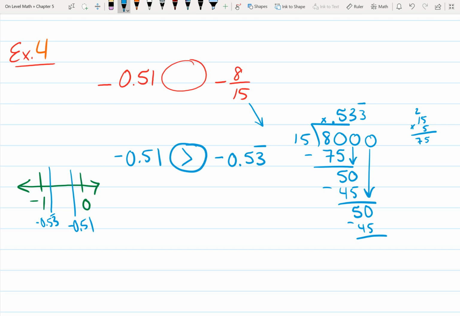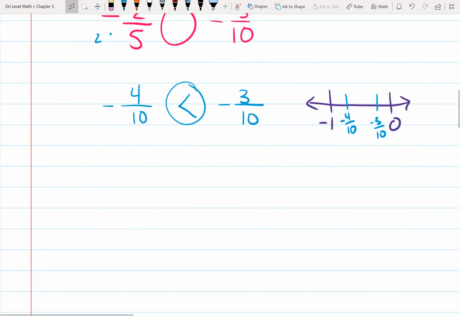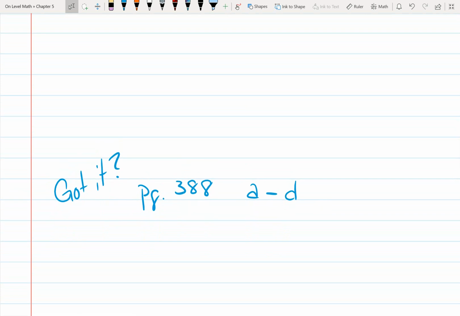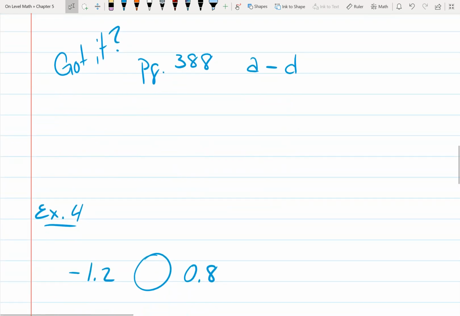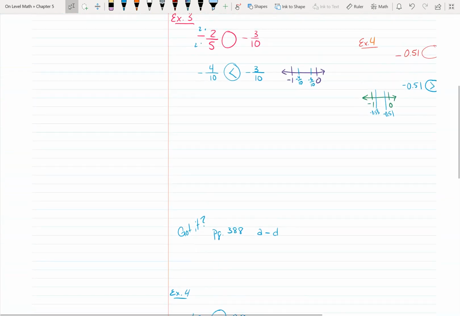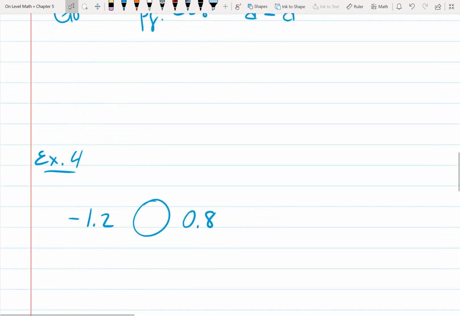Alrighty, let's go ahead and move on to example 5. Oh, before we get to example 5, let's work through a few got it's. Page 388, A, B, C, and D. I'll pause the video and we'll use the chat box. Alrighty, I believe this is actually example 5, not example 4. Yeah, so this is example 5.